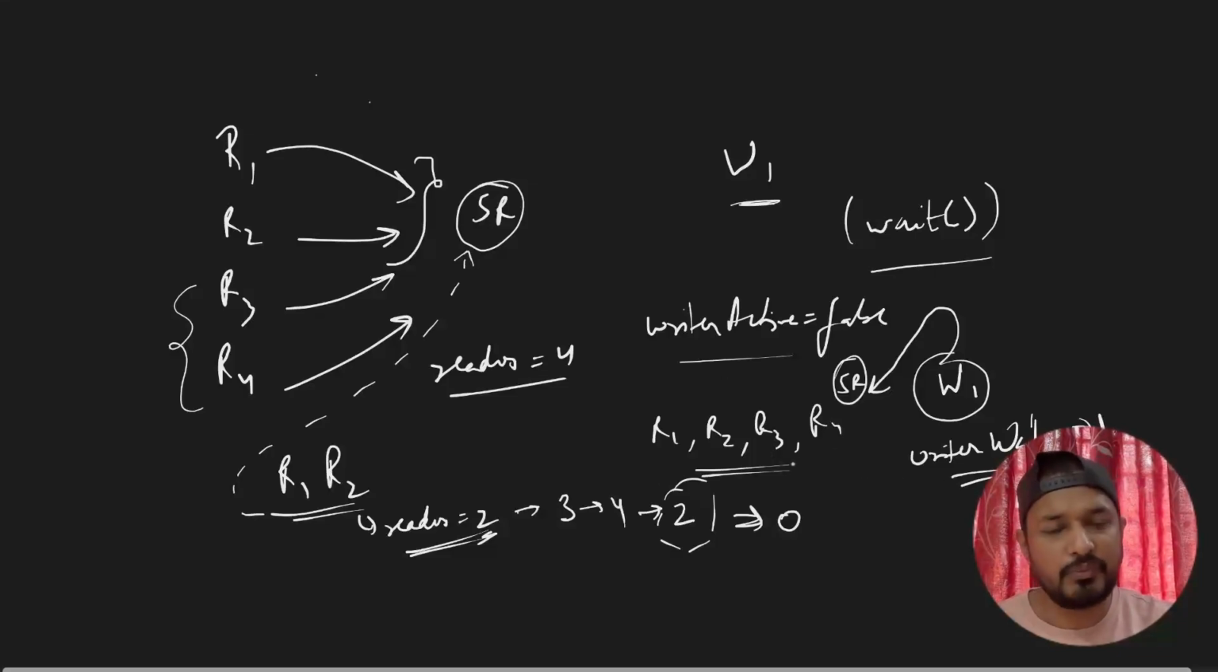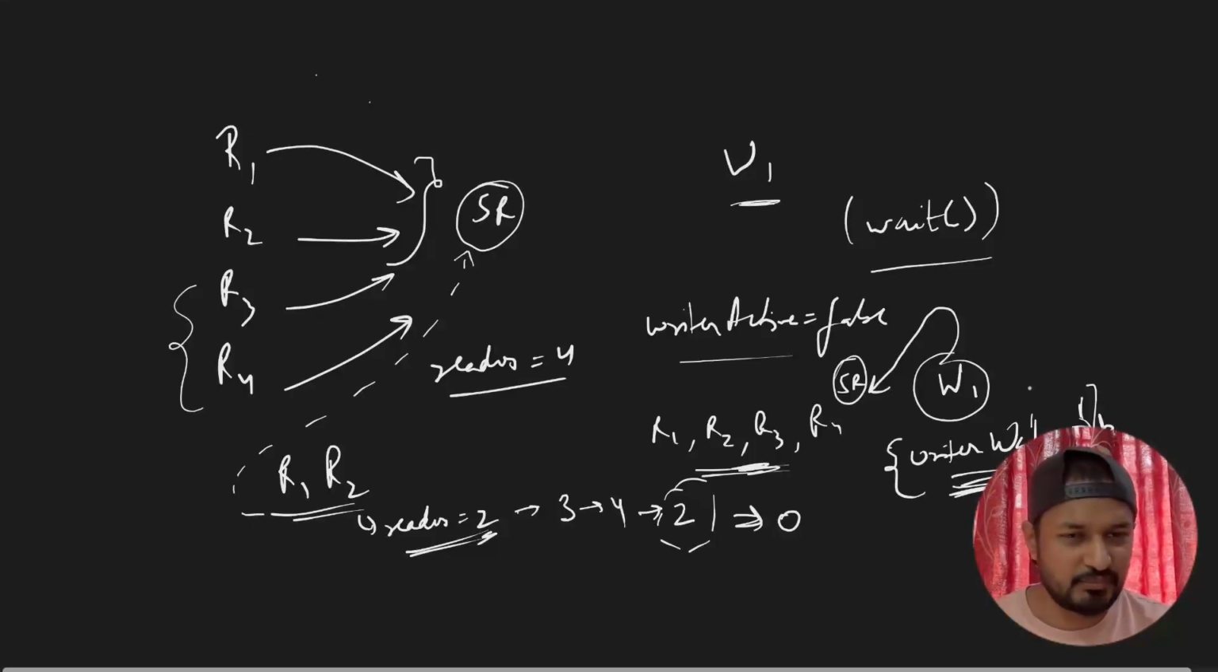Now, the reader will have a stricter condition: before it again goes on and reads from the shared resource, along with writer active being equal to false, the number of writers waiting should also be equal to 0. There should not be a writer which is already waiting from the previous iteration, right? So this is the stricter condition. We will enforce it on the reader and make a new variable, writers waiting, which will have the number of writers currently waiting for the shared resource. This will fix the starvation for the writer.